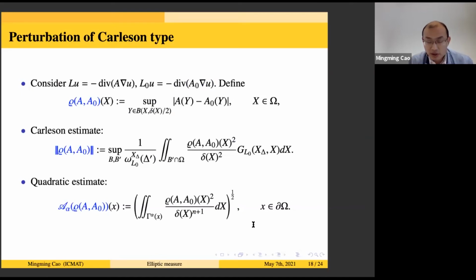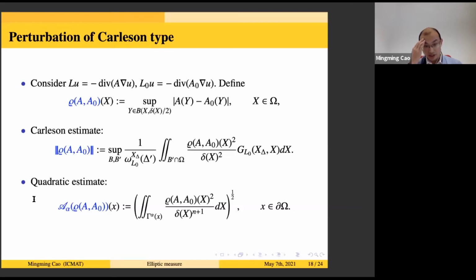Our theorem can be used to study the perturbation of elliptic operators. Consider L and L0. We define rho as the disagreement between A and A0. Then we define the Carleson estimator. We have seen this kind of condition for the solution u. That is, if rho is replaced by u, then it becomes the Carleson measure estimate for u. This kind of perturbation comes from the work of Fefferman, Kenig, and Pipher. They studied the perturbation of elliptic measure in A infinity, with respect to the surface measure in elliptic domains. They also proved that the Carleson type perturbation is sharp to guarantee the A infinity property.